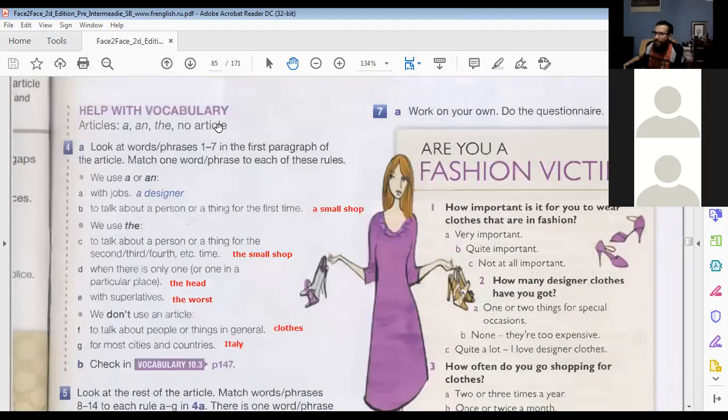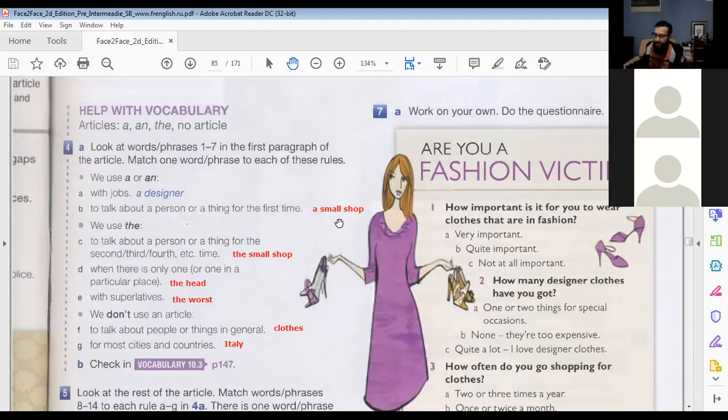All right, so these are some of the rules for when we can use a, an, the, or no article. So we have three groups. We use a and an to talk about jobs or to talk about something or someone for the first time. We use the to talk about something for the second time, if there is only one of it, one of a kind, and with superlatives. We don't use an article if you're speaking generally about something, or if you're talking about most countries or cities, not every one. Tripoli, Benghazi, Sirte, all of these are cities without anything.